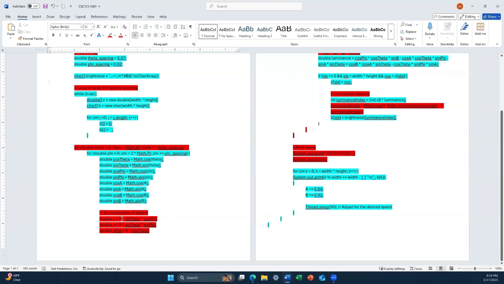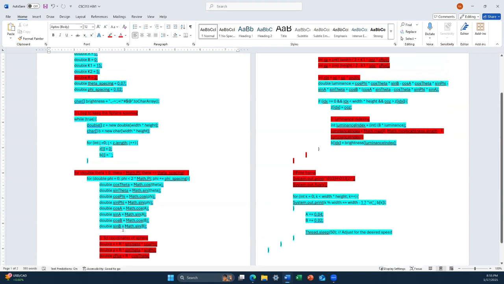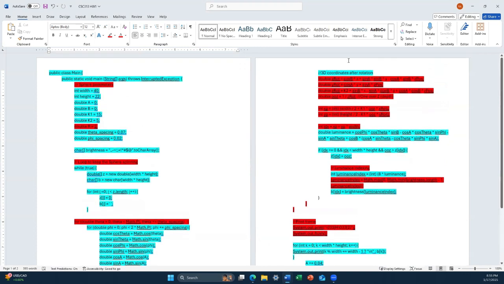X is R times sine theta times cosine of phi, and the Y is just R times sine theta sine of phi, where the Z position is going to be the radius times cosine of theta. So the 3D coordinates of the sphere.